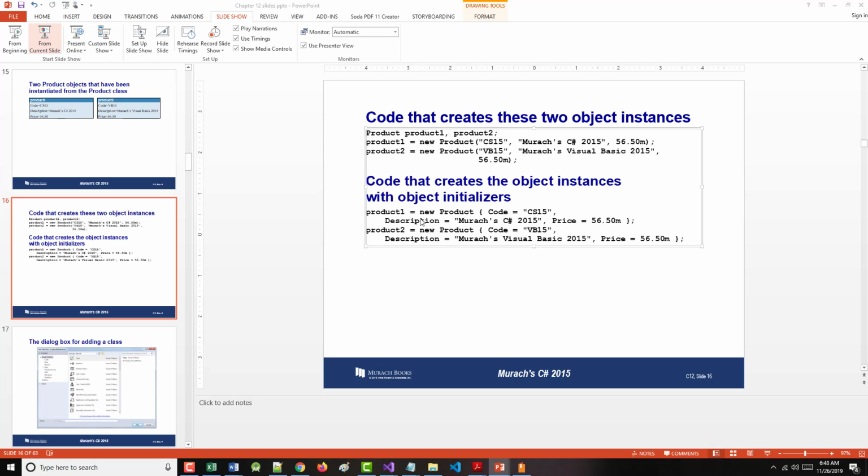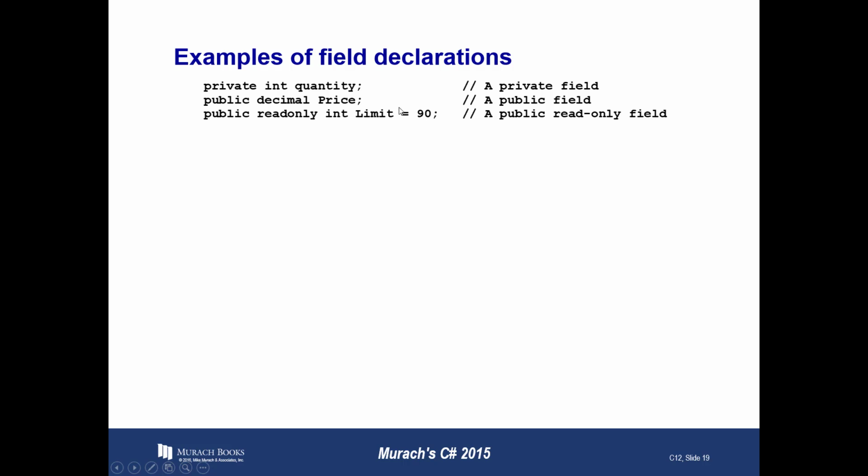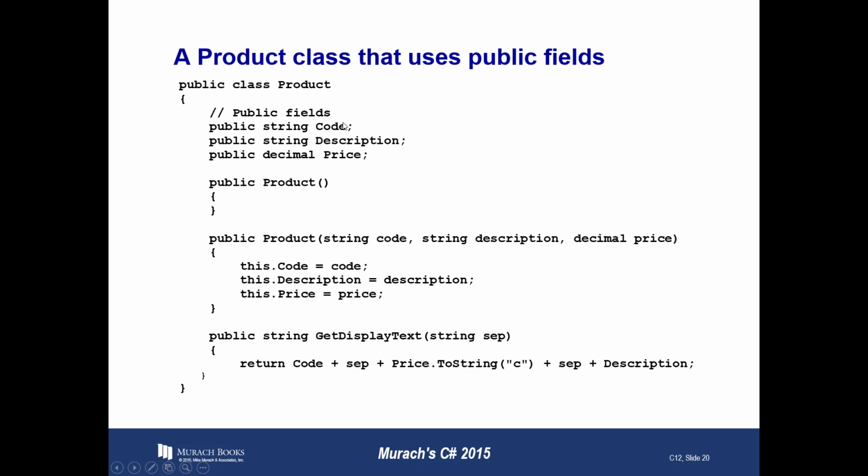Slideshow from current slide. So we added the class, starting code for the new class, examples of field declarations. Okay. This is not the same thing because we didn't have a limit before or a quantity. All right, so let's look at this. Class that uses public fields. Well, you can do that too. Notice these fields are all public. Notice when you do that, the first letter is capitalized already.